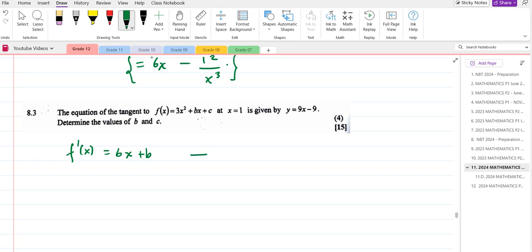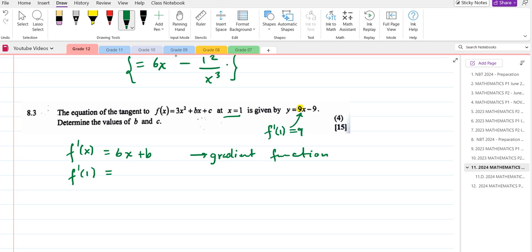What is this? This is the gradient function. But they already told us it's at x equal to 1. If it's at x equal to 1, it means they found f prime 1, which is equal to 9. Because remember, how did you get this gradient in the question? How did you get this 9? You had to find the derivative at 1 to get 9. That's how you got the gradient of this tangent line. So f prime 1 is equal to 9.